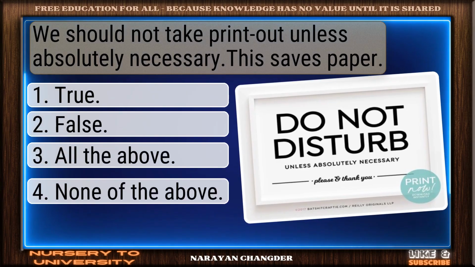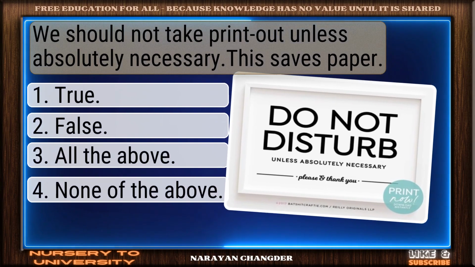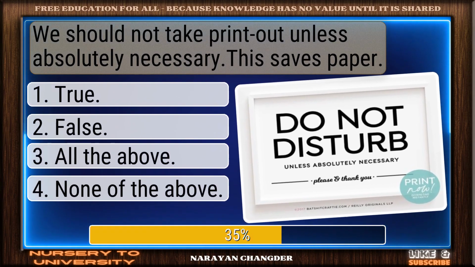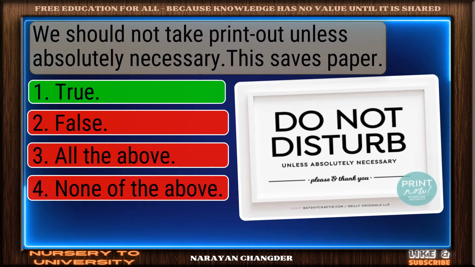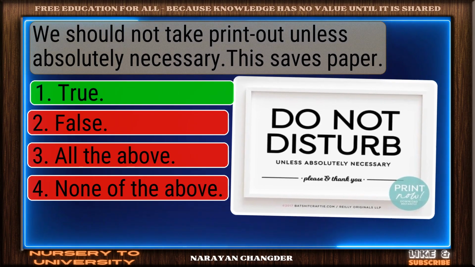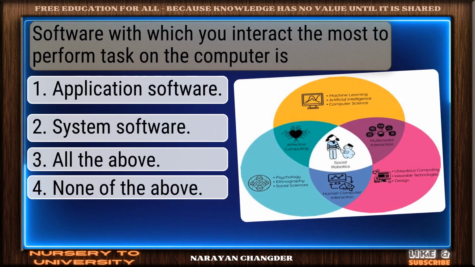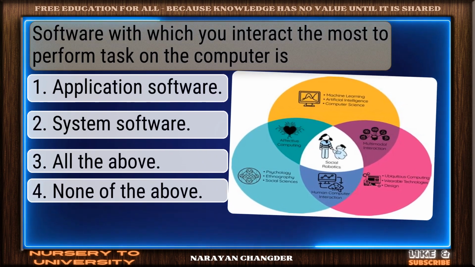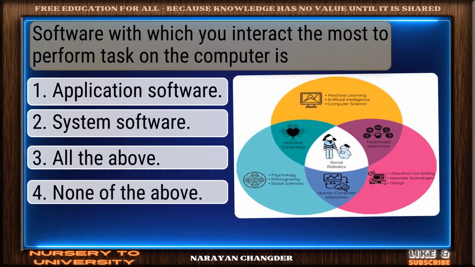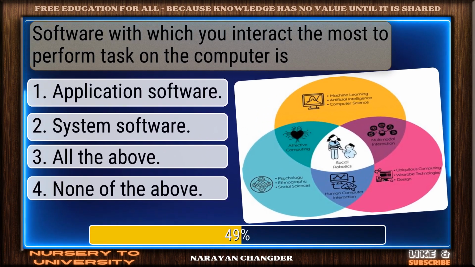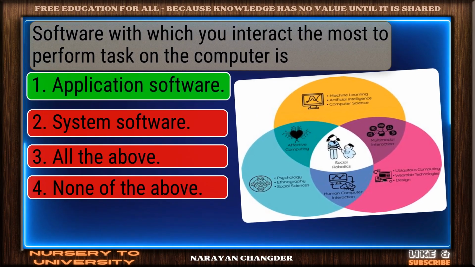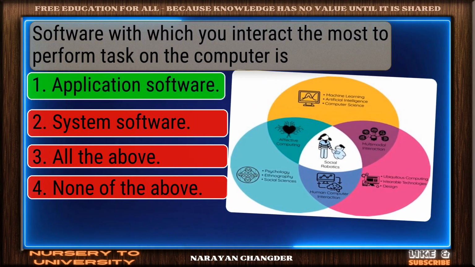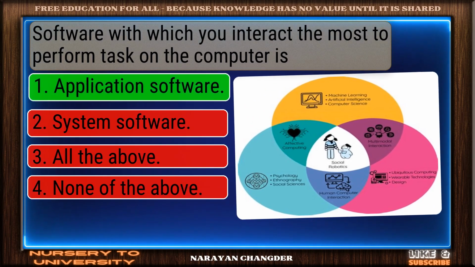We should not take printouts unless absolutely necessary. This saves paper. You chose true, and it is correct. Software with which you interact the most to perform tasks on the computer is... Exactly. Application software makes sense, and it is the right choice.